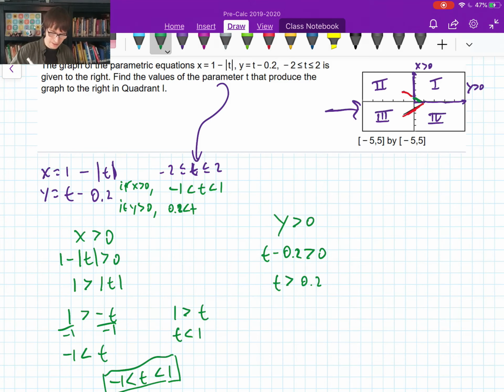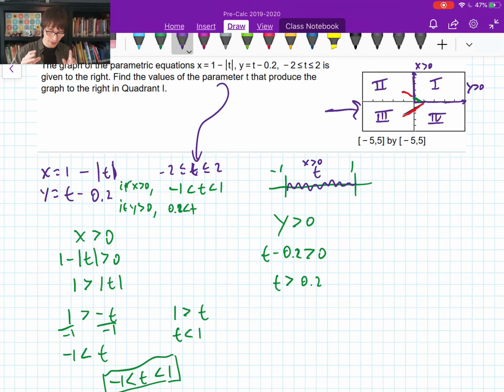Now let's think about what it's saying here. It's saying -1 is less than t is less than 1. So we'll draw a number line. This is -1, and this is 1. And so t has to be somewhere in the middle. This has to be t for x to be greater than 0. Or maybe we can write between these two variables, x is greater than 0.